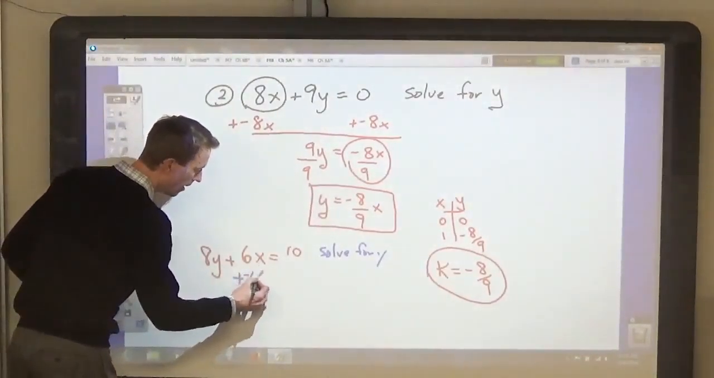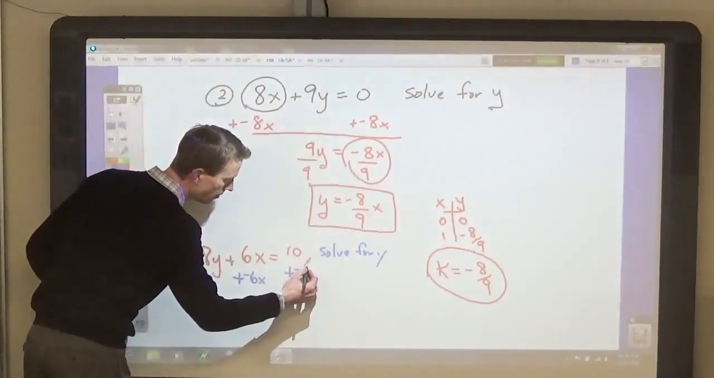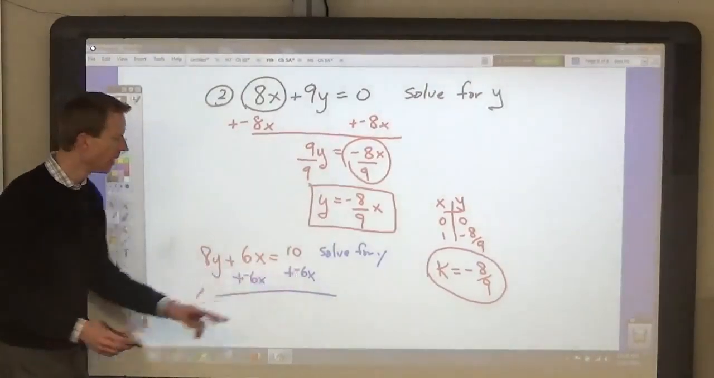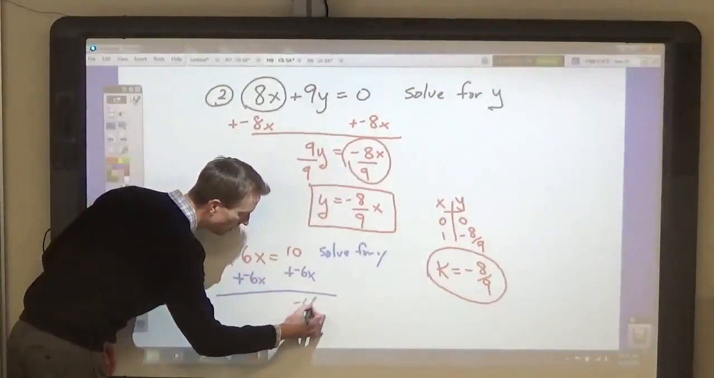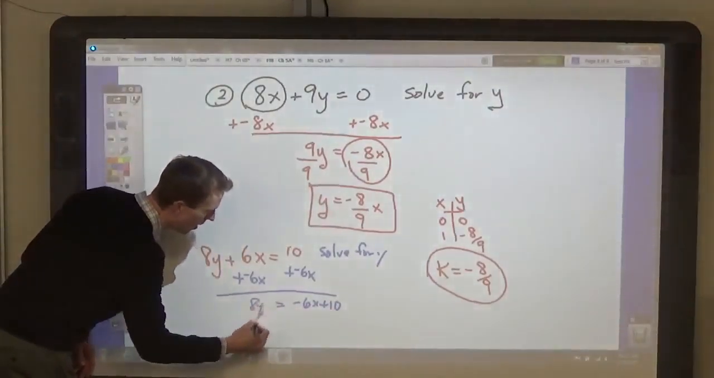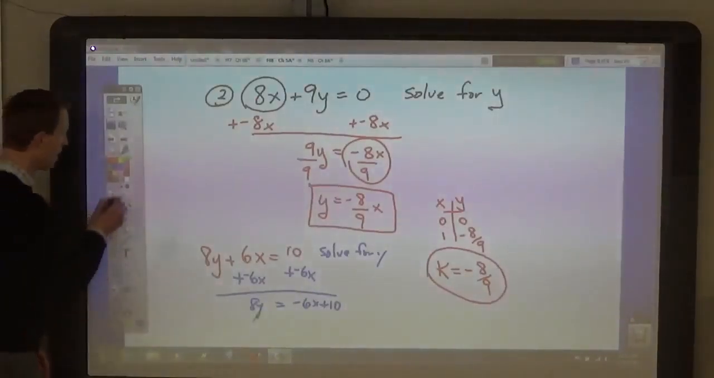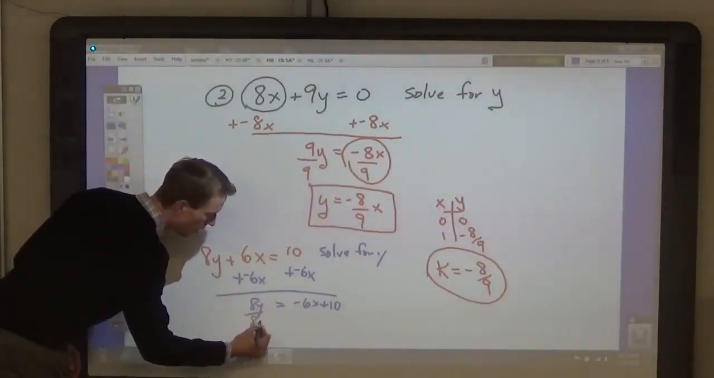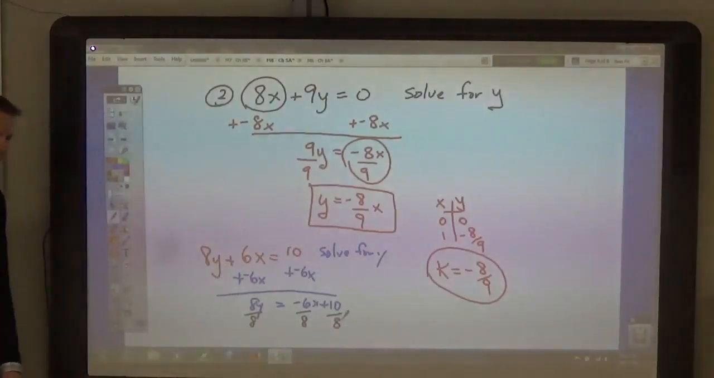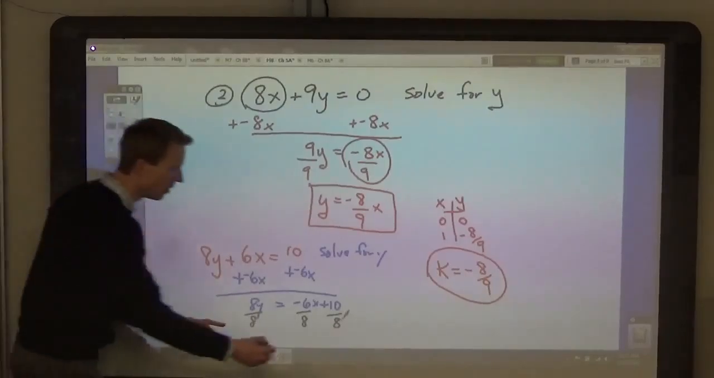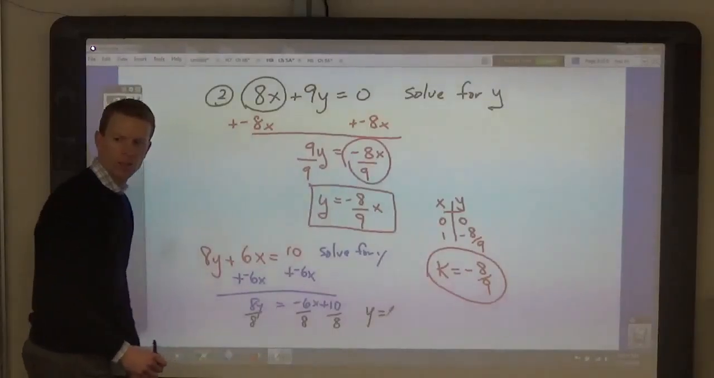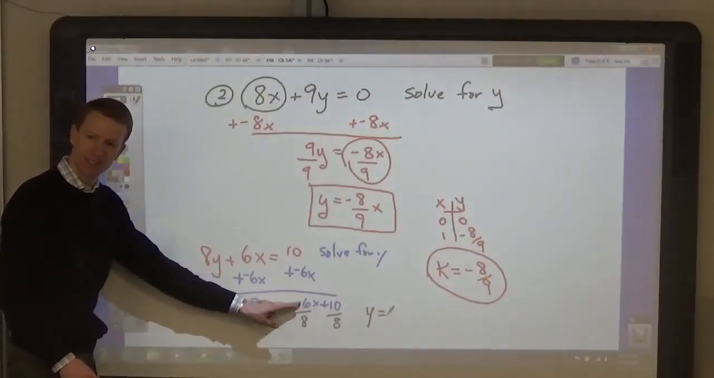You have to add negative 6x to both sides. Can we add these two? No, we can't add those two, right? So this is negative 6x plus 10 equals 8y. Divide by 8, and then we have to divide everything over here by 8. So y equals 10 over 8. Reduce this.